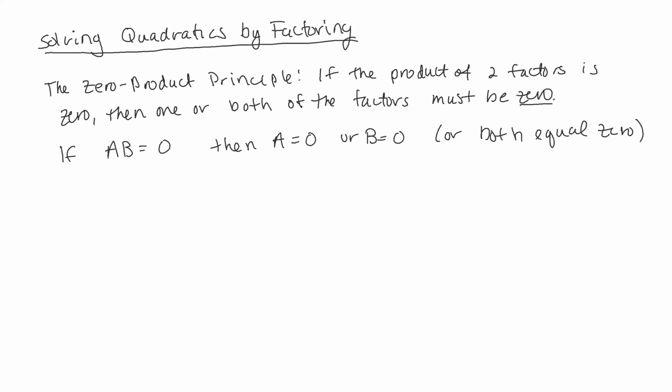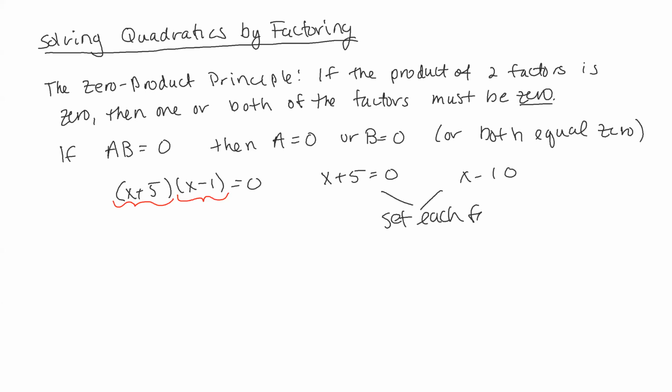This is not on your worksheet, but just a quick example. Let's say I have x plus 5 times x minus 1 equals 0. We have our first factor, we have our second factor, and they're multiplied together and their product is 0. So the way we would apply this is I would take each individual factor and set it equal to 0 and then solve. So set each factor to 0 and solve. That's how you use the property.